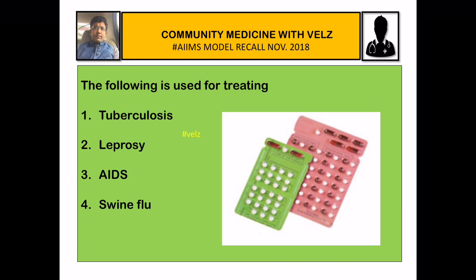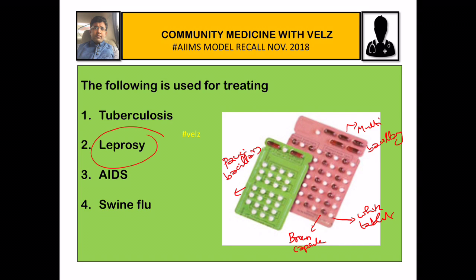So going to the next question, the following is used for treating. So we have many diseases. When you look at this, you can see there are white color and brown color tablets. The brown are capsules, the white is a tablet. So these are for leprosy. This green strip is for paucibacillary. And if you see this strip, it is for multibacillary. It is mainly used for leprosy because the brown color capsule is clofazimine. And the white color is dapsone.